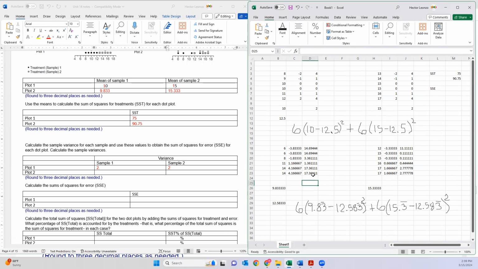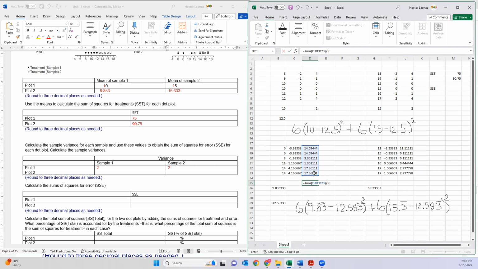Now this is what's going to be interesting on plot 2. I'm going to do equals sum, open parentheses. I'm going to tell it to add all of these numbers. Notice I'm not rounding at all. I'll just say add all the numbers divided by 5, because there's 6 numbers and I divide by one less.